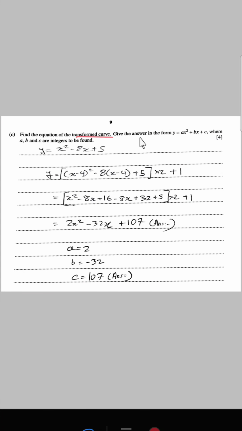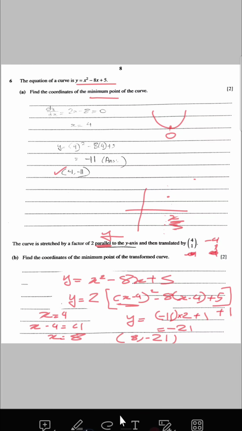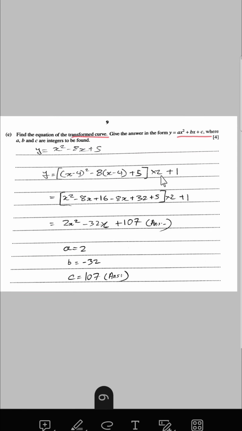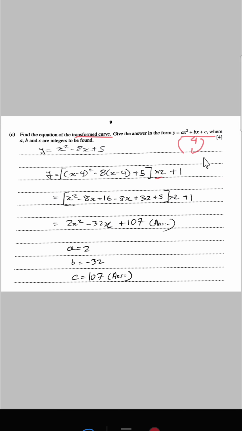Find the equation of the transformed curve, giving your answer in the form of the given expression. So we know that our initial equation is this: after the stretch of 2, the y coordinate is multiplied by 2, and we know that the translation is 4 and 1. After the translation, the x coordinate always changes its sign and the y coordinate sign remains the same, that is x minus 4 squared minus 8 times x minus 4 plus 5, and for the y coordinate it is added to 1 because of the translation of 1.